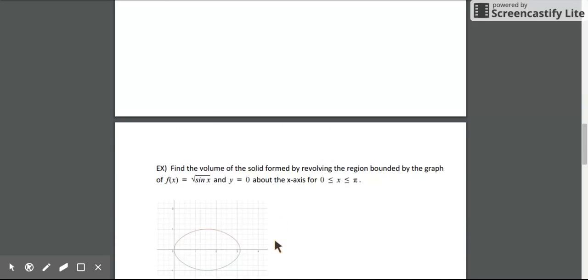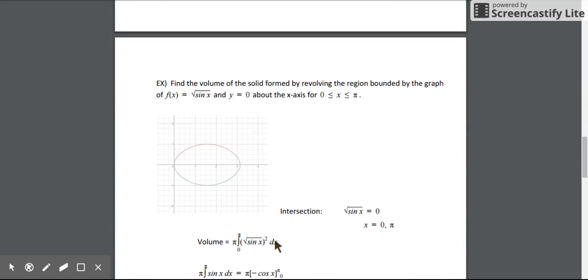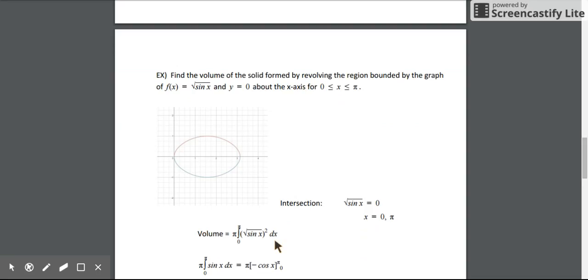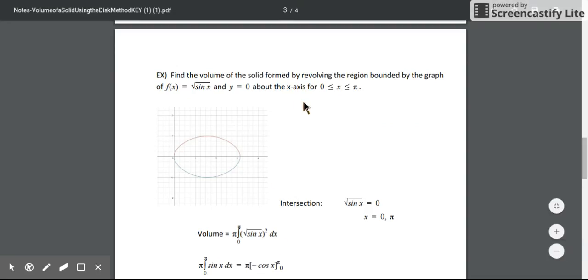Let's try another example. Let's try it with a trig function. We're going to find the volume of the solid created by the square root of the sine of x and y equals 0, which would be the x-axis. And we're only going to do it on the interval of our inputs from 0 to pi. So you can find the intersection on the interval from 0 to pi, but essentially the zeros of the square root of sine of x are 0 and pi.